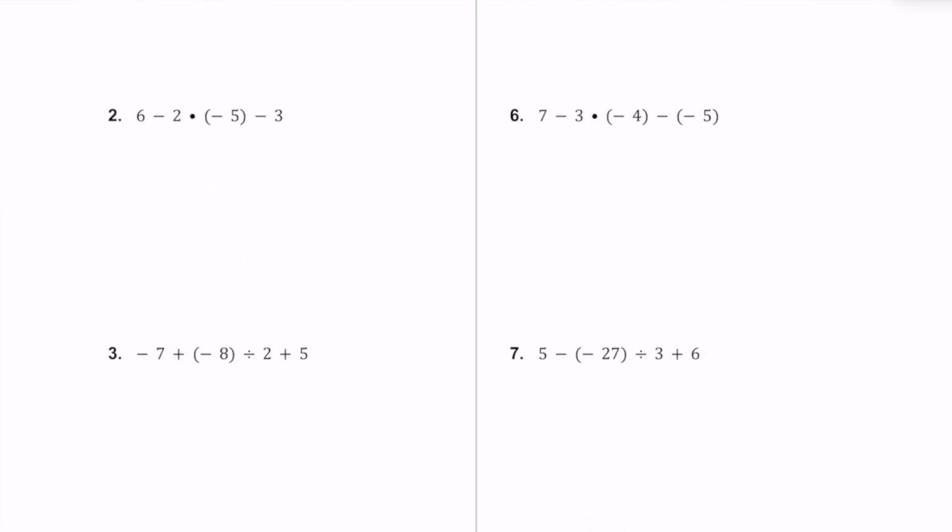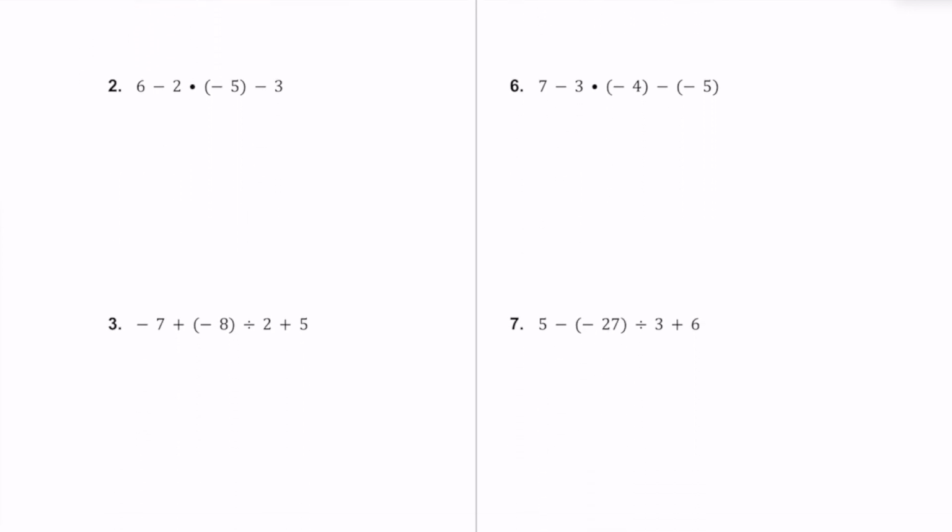Alrighty, for number two, we have another expression here. It looks like we have three operations. I think multiplication is going to go first here. So we have this 2 multiplied by -5. 2 times -5 is going to be -10. So we have 6 minus this -10, and then we have to also take away 3 here.